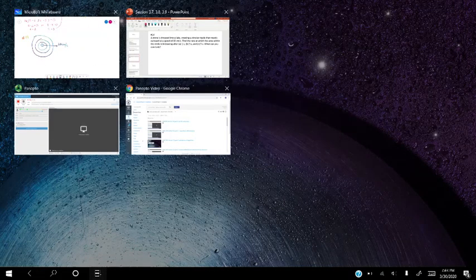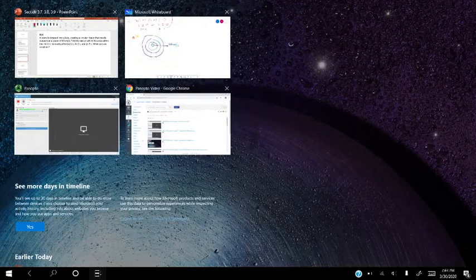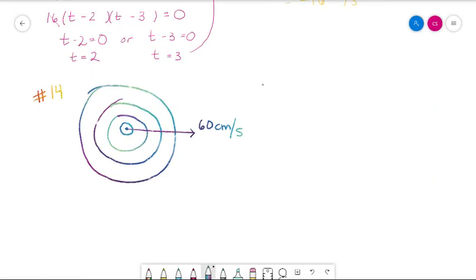Okay, so let's revisit this problem. We want to find the rate at which the area within the circle is increasing. Okay, so what is area? It's pi r squared. Okay, so let me just write that as a little reminder. Area is pi r squared. So our area is dependent on what? On the radius. And the radius is changing. And the radius is changing at what rate? 60 centimeters per second.